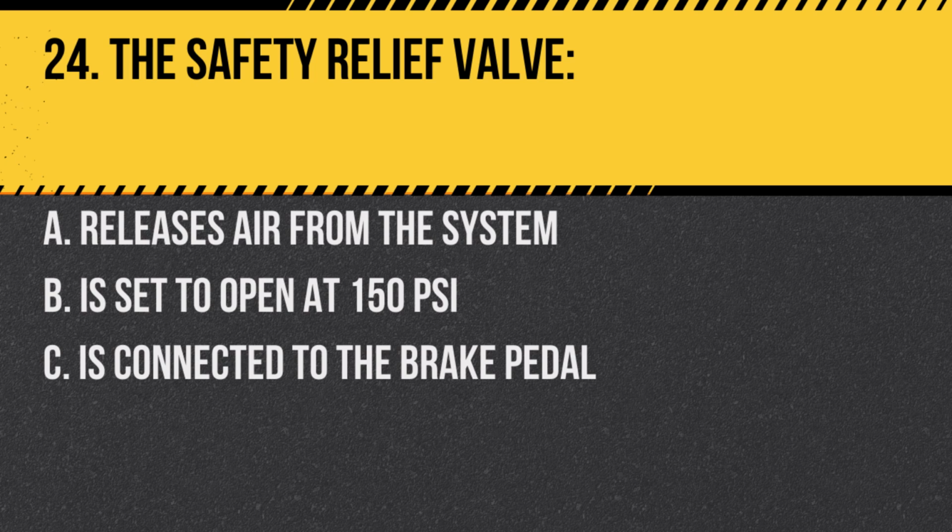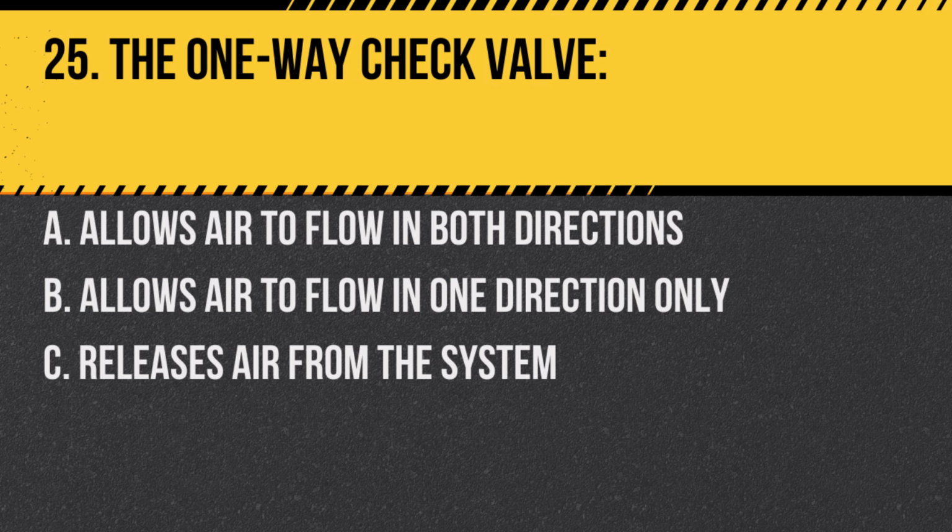Question 24. The safety relief valve. A. Releases air from the system. B. Is set to open at 150 psi. C. Is connected to the brake pedal. Answer. B. Is set to open at 150 psi. It prevents system overpressurization.